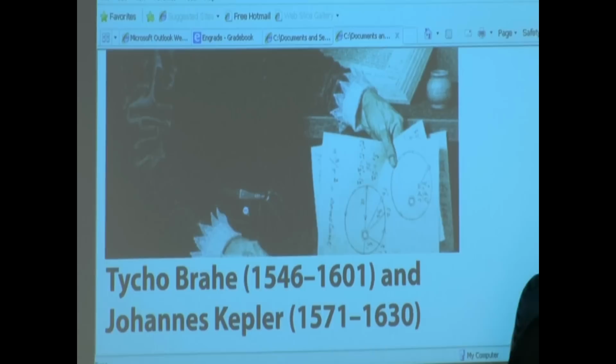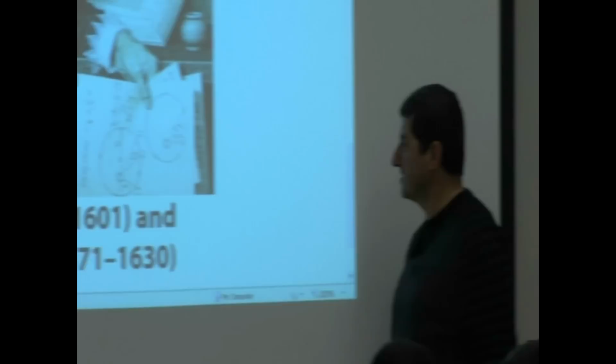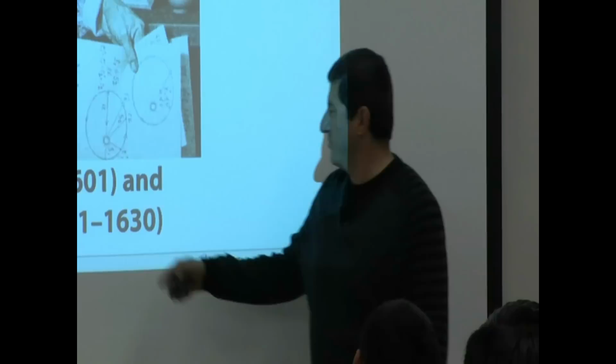1546 to 1601. Brahe hires him in 1600. He dies in 1601. Fortunate. Maybe he was poisoned. We don't know. We can make a movie about it. Kepler poisoned him. Okay, and then Kepler, 1571 to 1630.